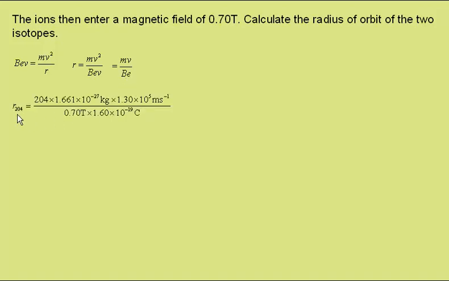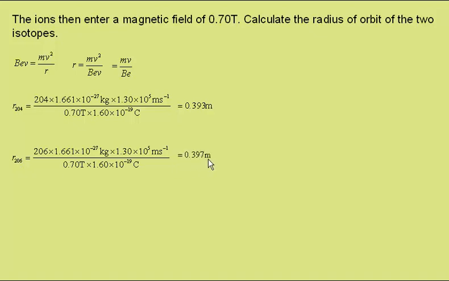Now for lead-204 we can put in all the values, which gives a radius of 0.393 meters. Performing the same calculation for lead-206 gives it a slightly larger radius of 0.397 meters.